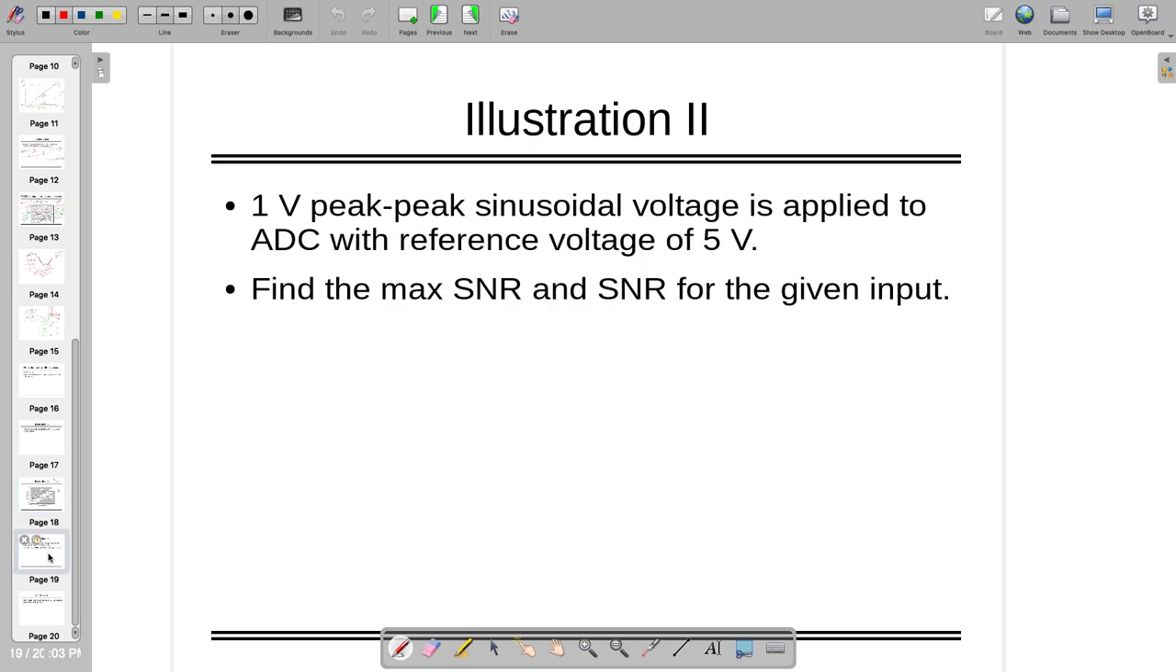Okay, so now you have to tell me this. A 1 volt peak to peak sinusoidal voltage is applied to an ADC with a reference voltage of 5 volts. So now tell me, what is the max SNR and the SNR for the given input? Oh, very quickly.